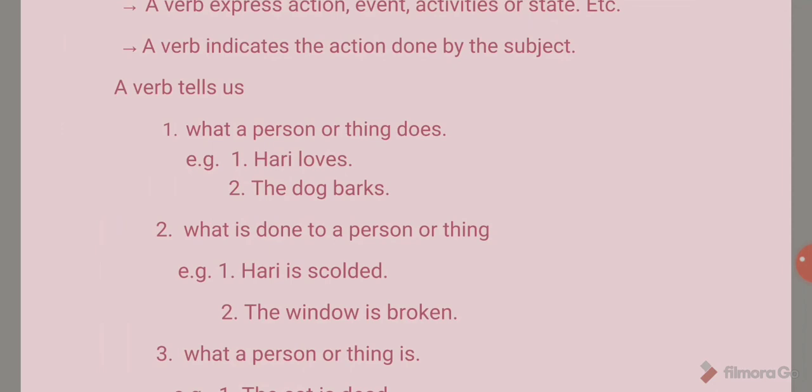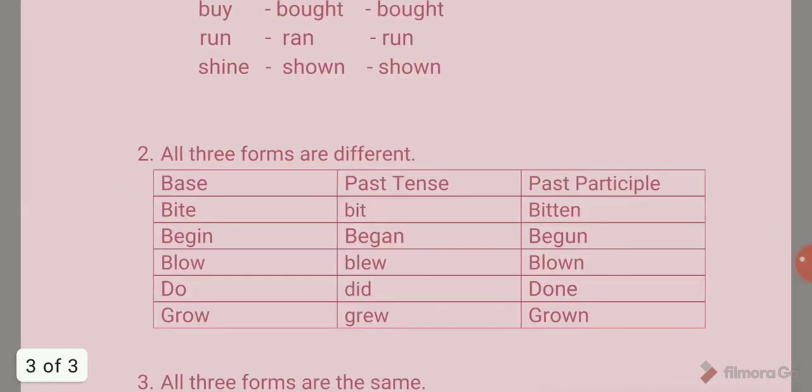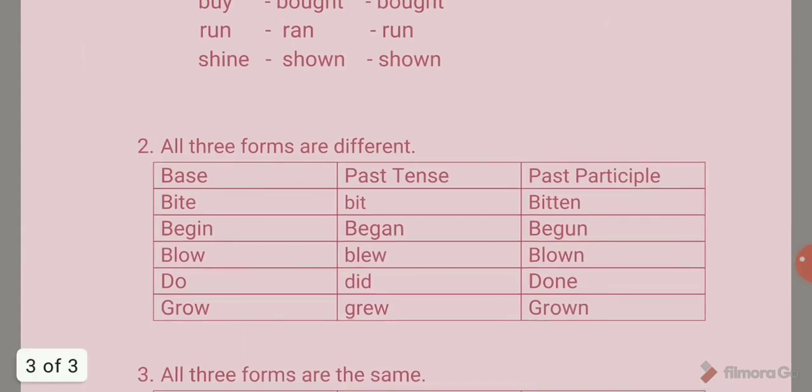Regular verbs change in the past tense and past participle by suffixing ed to the verb, and irregular verbs we can easily identify because they do not change with the suffix ed, they change in three different ways. So in this lecture we learned the verb and its forms, irregular verb and regular verb. Okay, thank you.